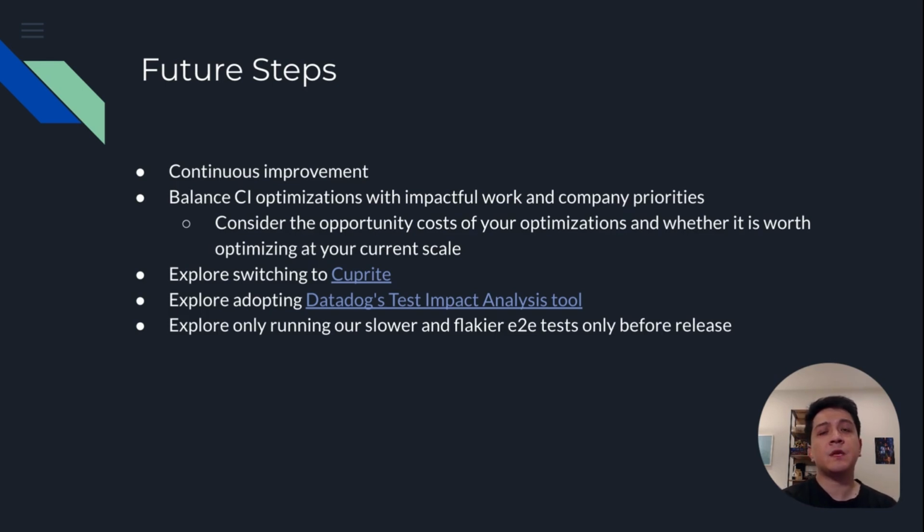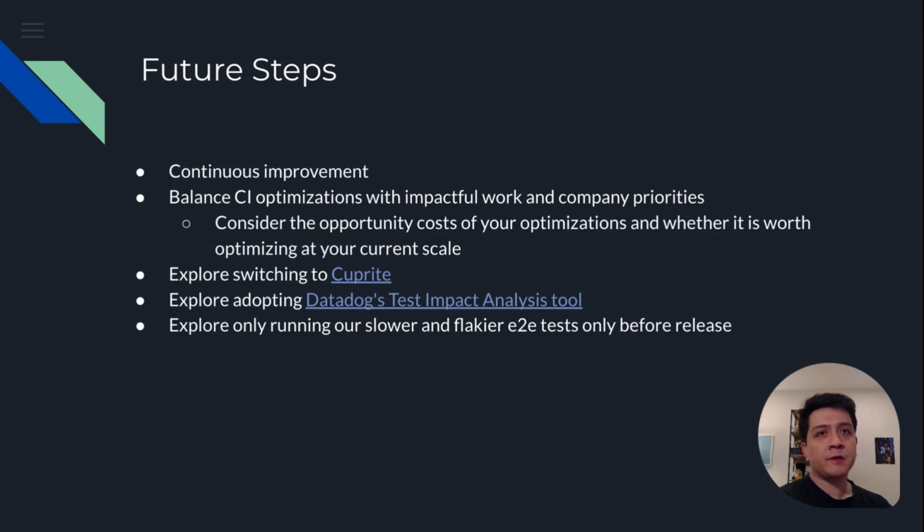We also have to keep in mind that CI optimizations, we need to balance with more impactful work in our org and company priorities. As many of you may know, CI work is probably not at the top of the priorities for most companies, until they start to see costs rise. For the most part, they like to focus on product-focused features.